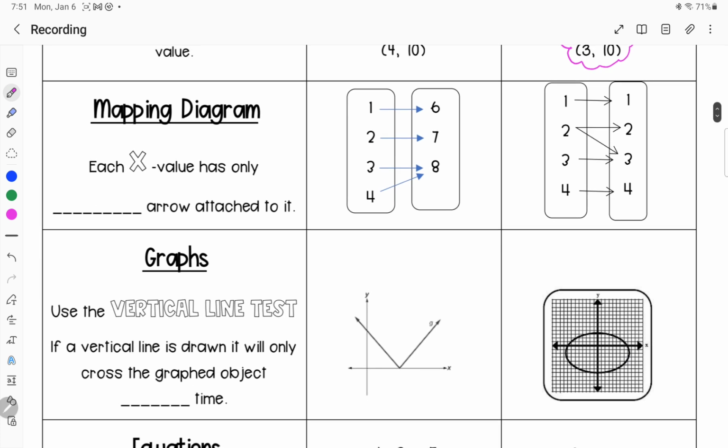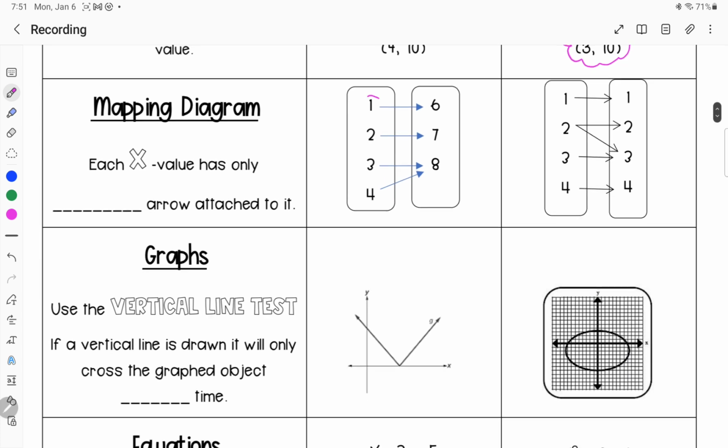With a mapping diagram, this shows me that I pushed a 1. The only thing that this is pointing to is a 6. I pushed a 2. The only thing this is pointing to is 7. I pushed a 3. The only thing it's pointing to is 8. I pushed a 4. The only thing that is pointing to is an 8. Again, it's okay if they're pointing to the same y value. It just means it's a popular item if you're looking at a vending machine.